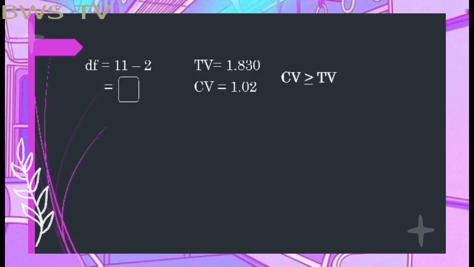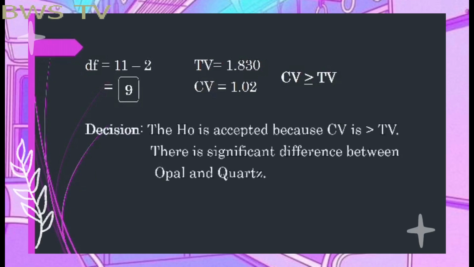We search for df, which is basically number of sets minus 2, and in this example our df is 9. Now that we have the df, we can look for the tabulated value, or tv. After getting tv, we compare it to cv. If cv is lower than tv, then the null hypothesis is accepted, and it shows no significant difference between the two sets.